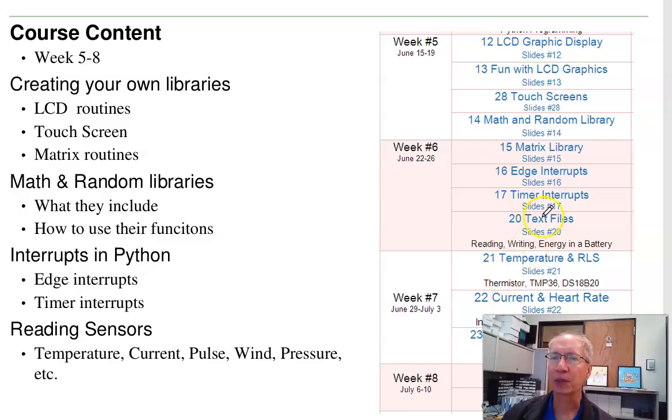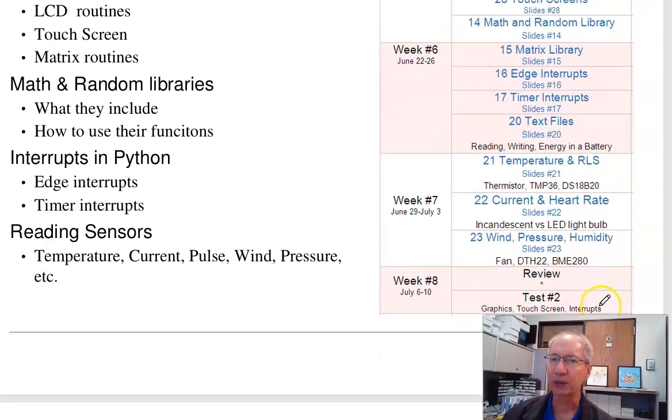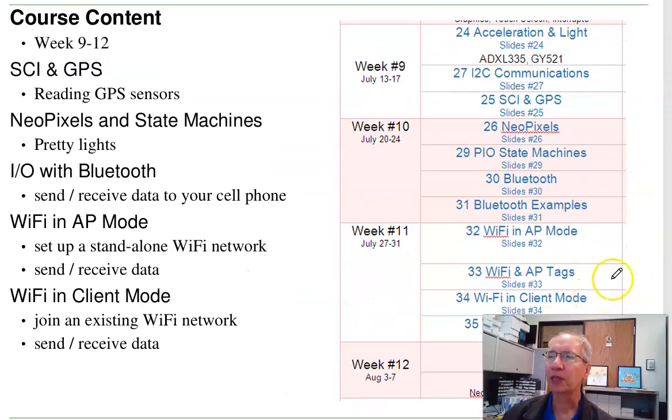The next 4 weeks over the summer, we'll then switch over to the graphics display, the touchscreen, using libraries like the Math and Random library, using interrupts in Python, along with measuring temperature, heart rate, wind speed, pressure, acceleration, followed by test number 2. The last 4 weeks of the semester, we'll look at 4 types of sensors, like acceleration, light, GPS sensors, NeoPixels, and then interfacing to your cell phone using Bluetooth and Wi-Fi, followed by test number 3.